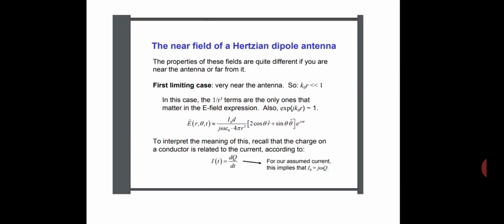To interpret the meaning of this, recall that the charge on a conductor is related to the current according to I equals dq upon dt.